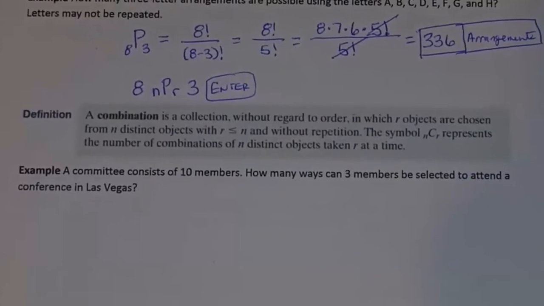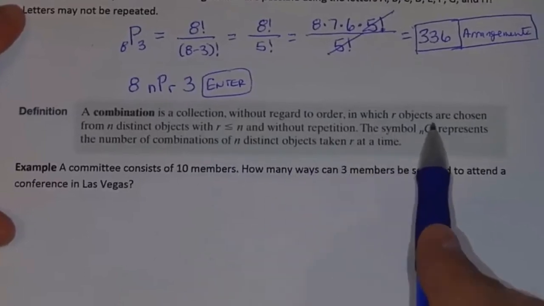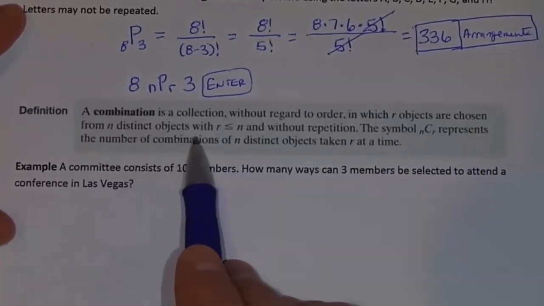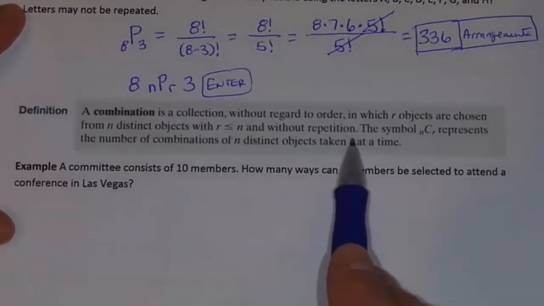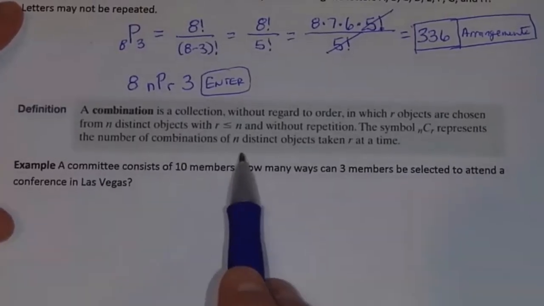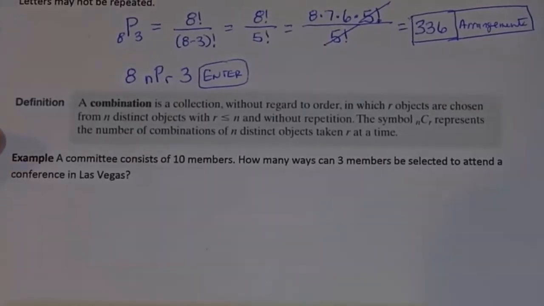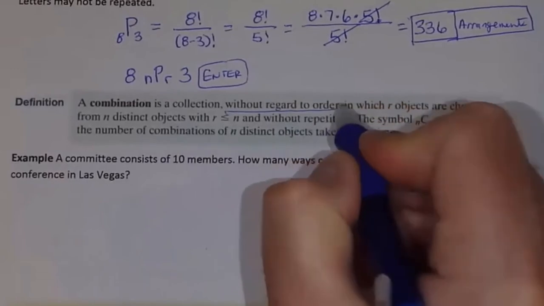A combination is a collection, without regard to order, in which R objects are chosen from N distinct objects, with R less than or equal to N, and without repetition. The symbol nCr represents the number of combinations of N distinct objects taken R at a time. A combination is different from a permutation. In a permutation, the order is significant. In a combination, the order is not significant. That's why it says without regard to order.